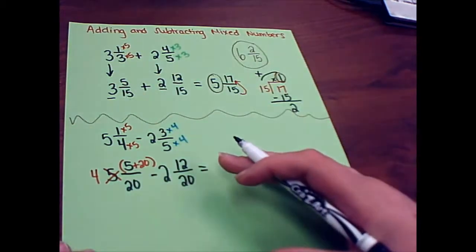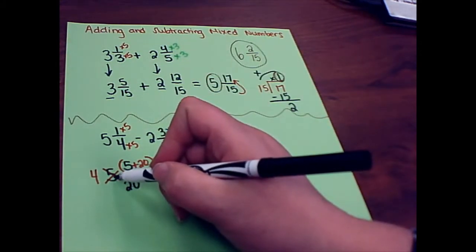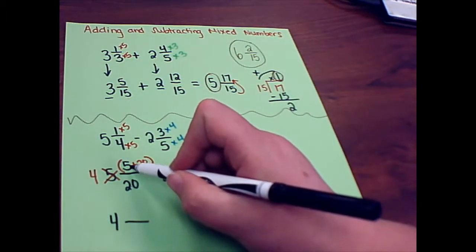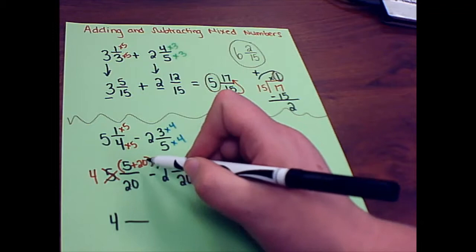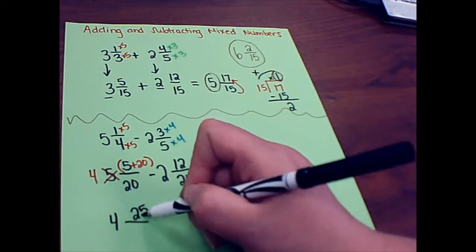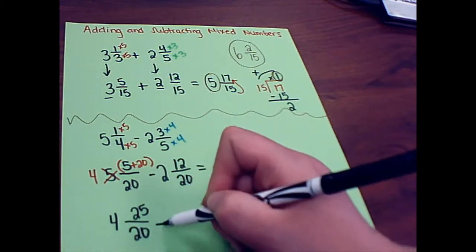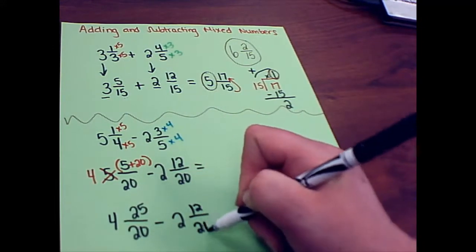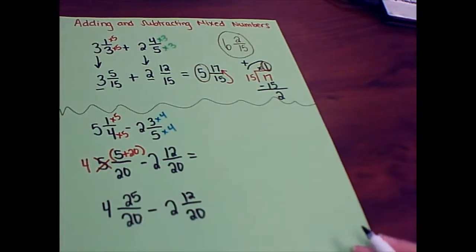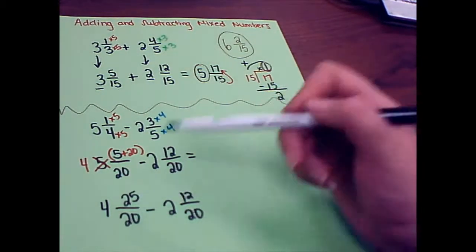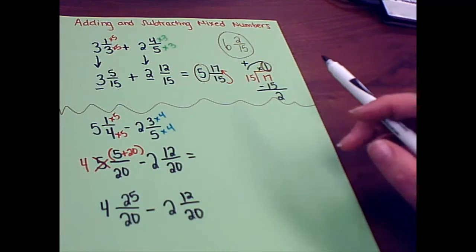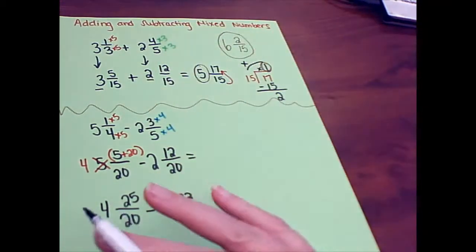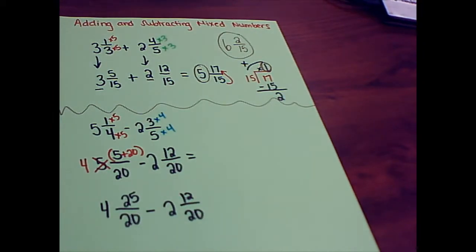So now I'm going to have another new fraction. My whole number is no longer 5. Now it's 4. My numerator is no longer 5. Now it's 25. My denominator stays at 20. And this fraction I didn't change at all. So I pull it straight down. Now, if you look here, you know that this is an improper fraction, but that's okay. We had to make it improper so that we could subtract. All right? So now I can go ahead and subtract across.